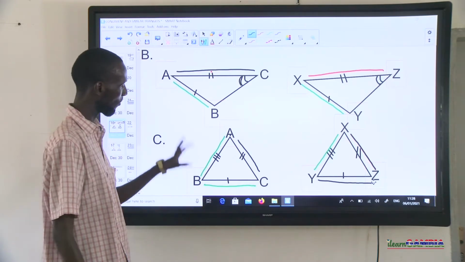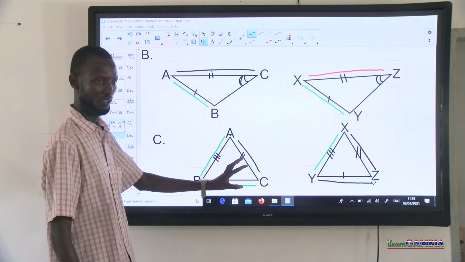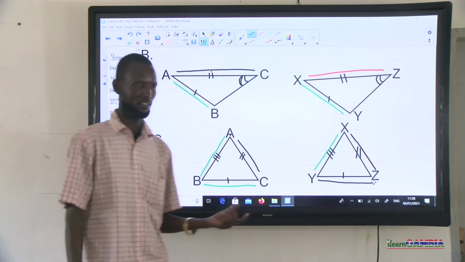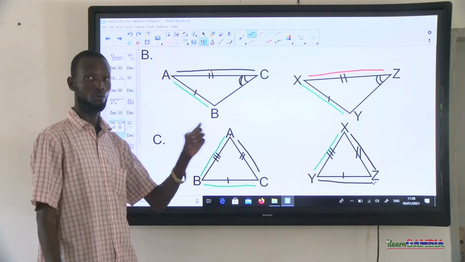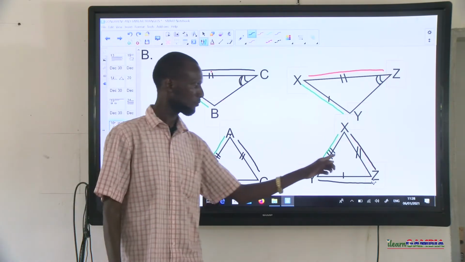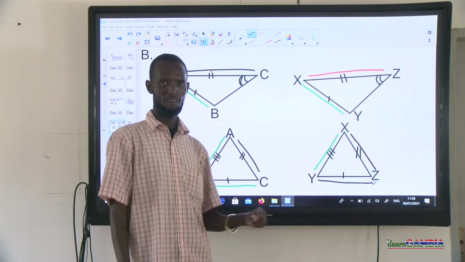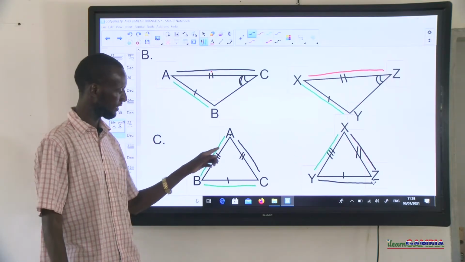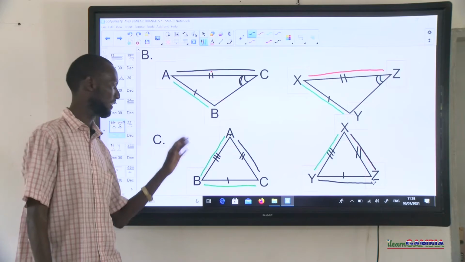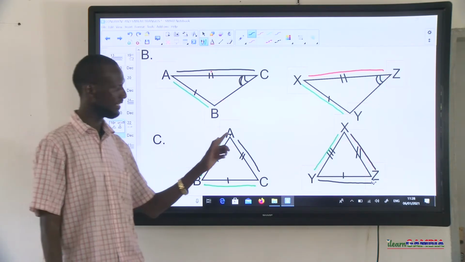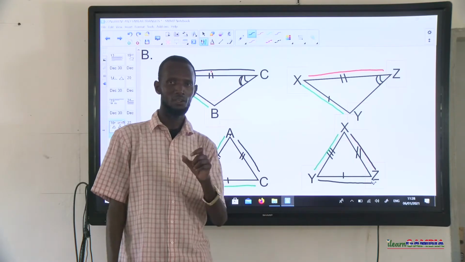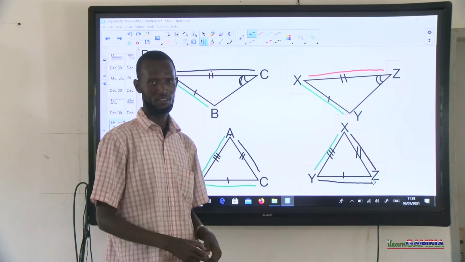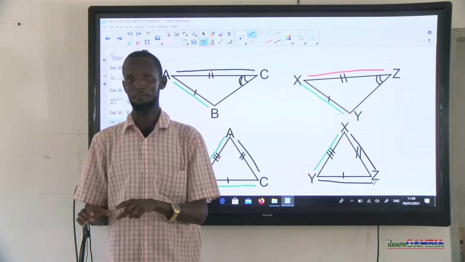So what happens here is that all the three sides of one triangle are equal to all the three sides of the second triangle. But the question is, is that enough for us to conclude that these two triangles are congruent? No, it is not. Okay? We don't have enough just because the three sides are equal, or all the three sides of one triangle are equal to all the three sides of the second triangle. That alone is not enough for us to conclude that these two triangles are congruent. Okay? So you cannot definitely confirm that they are congruent.